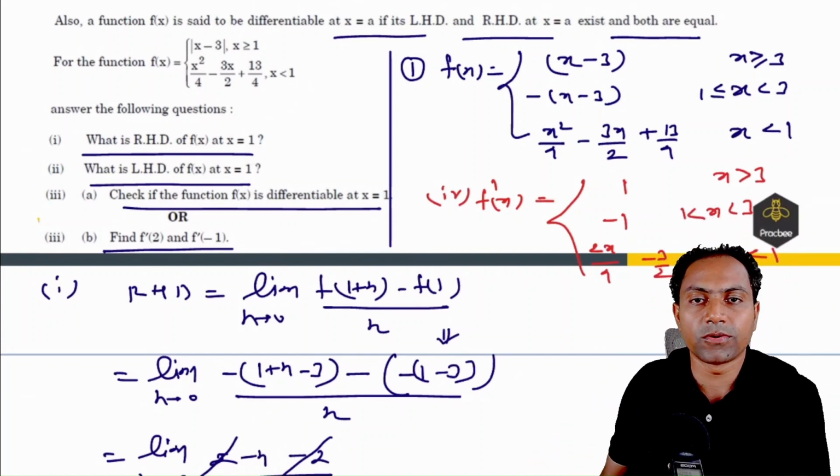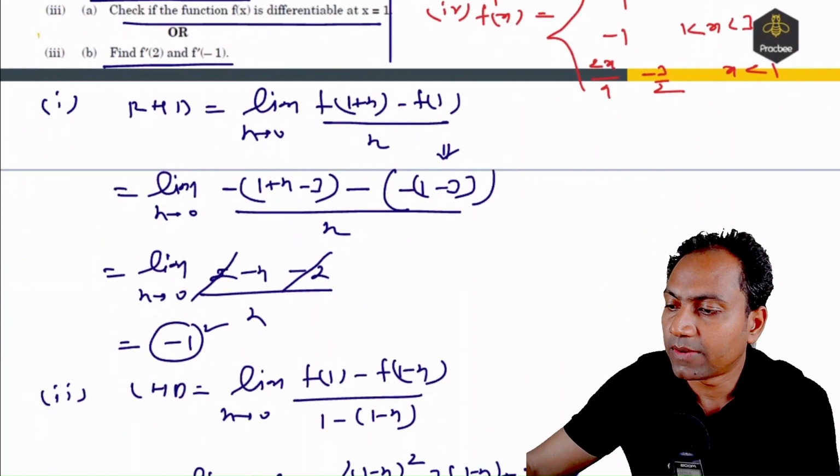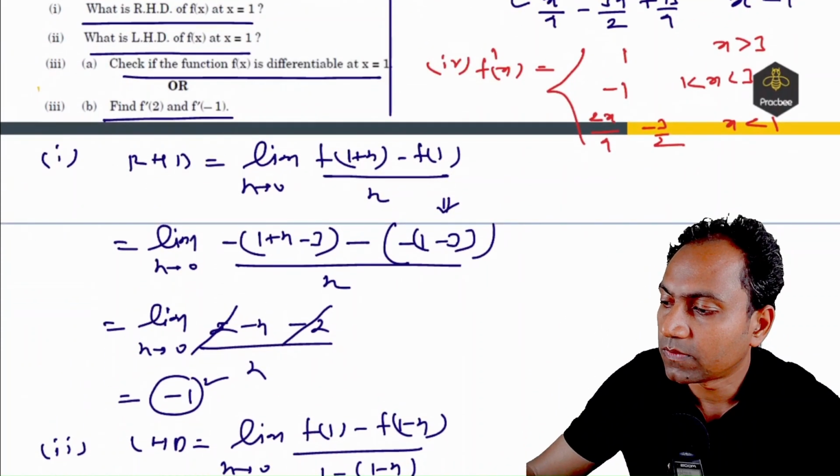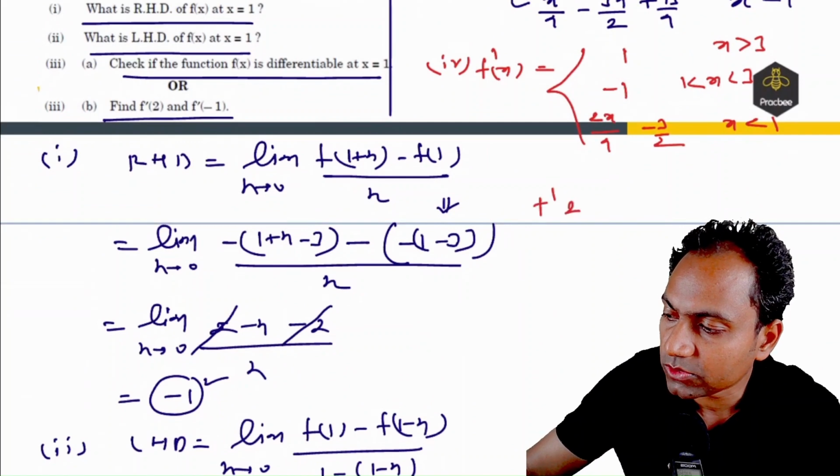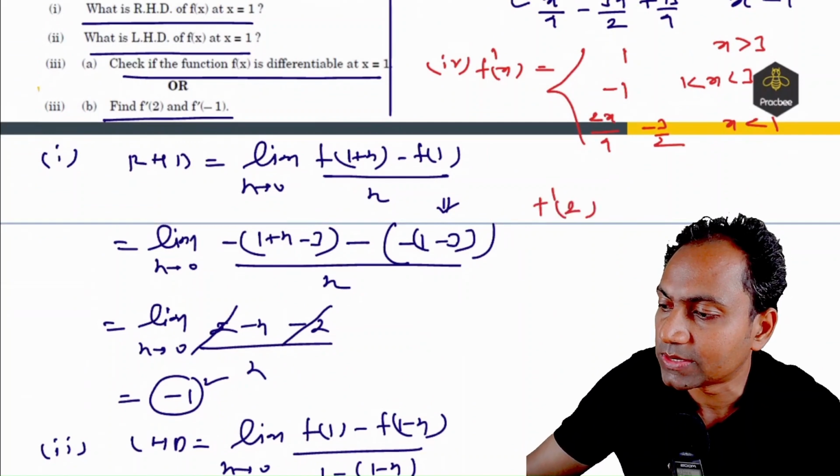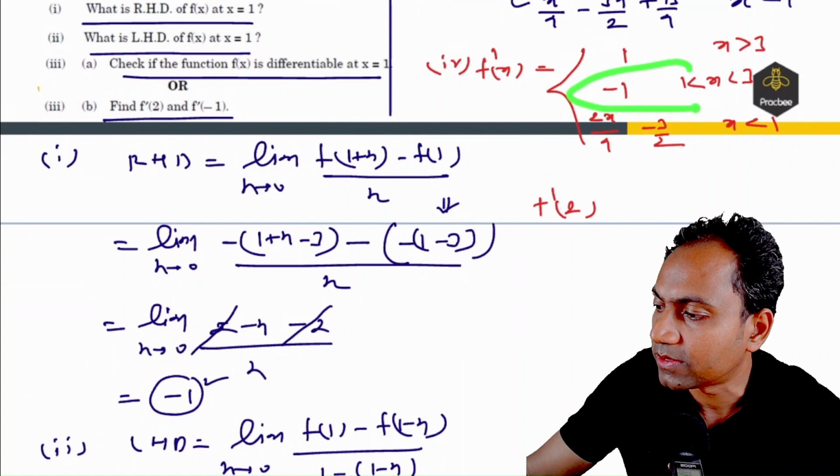So now if I want to find the value of f dash of 2, what I will have to do is, in order to find f dash of 2, take the interval where 2 lies, and that interval is nothing but this middle interval.